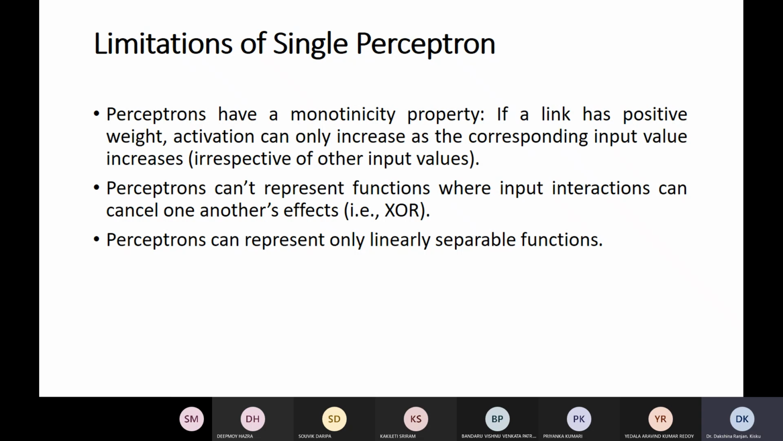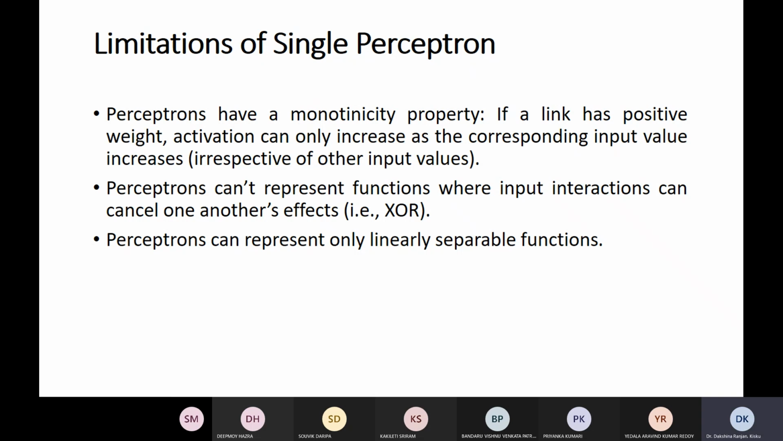Perceptrons cannot represent functions where the input interactions can cancel one another's effect. Okay, so for example, we have considered the XOR gate. The XOR gate cannot be represented by single layer perceptrons because for the other gates, AND, OR and NOT gate, we have seen that only one linear classifier can classify the examples into two different classes. But in case of the XOR gate, a single classifier is not able to classify the examples into two different classes. So for that we need some other neural network which will be able to classify the examples into two different classes. For example, today we will consider the multi-layer perceptron, and we will see that the multi-layer perceptron is able to classify the examples properly when we represent the XOR gate using multi-layer perceptrons.